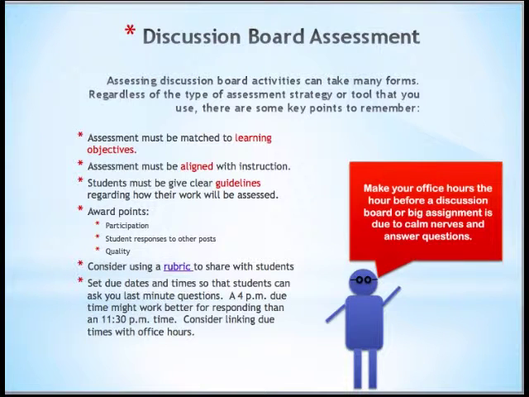Make sure that you have an assessment plan in place, whether you grade on completion or use it as a summative assessment. Consider a rubric. Set due dates and times so that students can ask you last-minute questions. A 4 p.m. due time might work better for responding than an 11:30 p.m. due time. Consider linking due times with office hours.